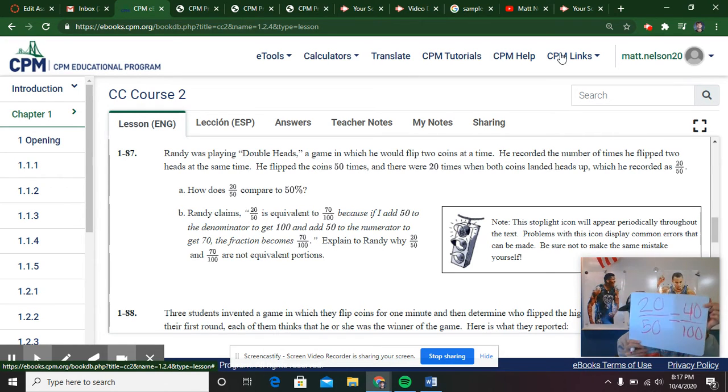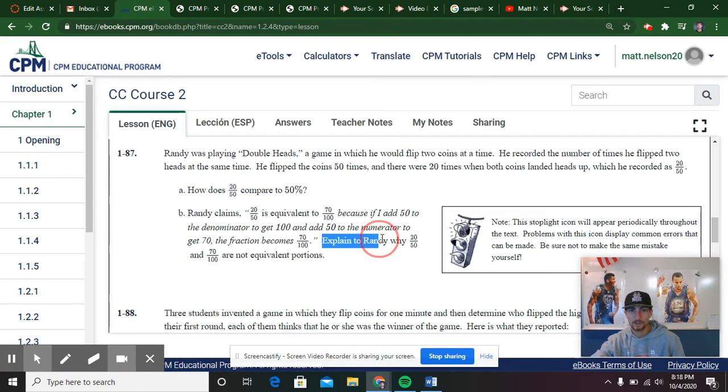So how does my top number compare to 50%? 40 over 100. How does that compare to 50%? Then it says Randy claims that 20 over 50 is equivalent to 70 over 100 because if I add 50 to the denominator to get 100 and add 50 to the numerator to get 70, the fraction becomes 70 over 100. So now we're going to explain to Randy why 20 over 50 and 70 over 100 are not equivalent portions, meaning they don't represent the same probability or likelihood.